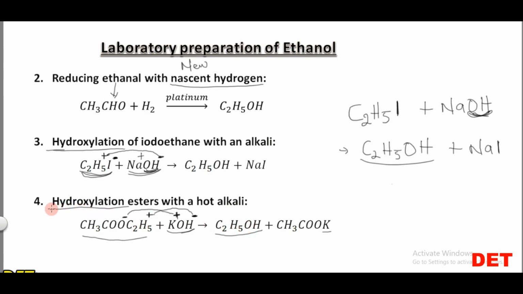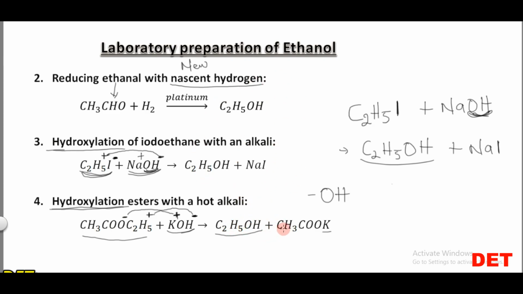Alright, so again, hydroxylation simply means you are adding OH group to an entity. Alright, that is what hydroxylation is. So this compound, ethyl ethanoate, is being hydroxylated to form what? Ethanol. So these are the methods of preparing ethanol in the laboratory.